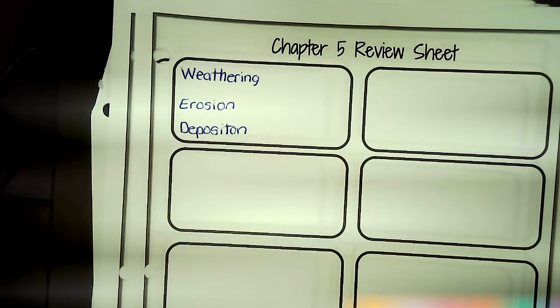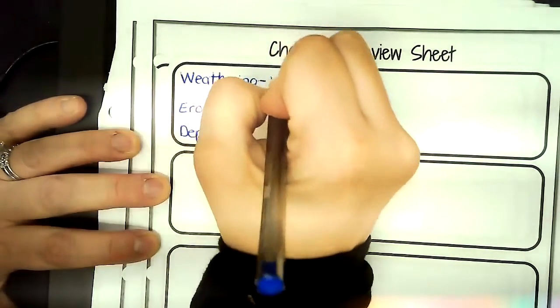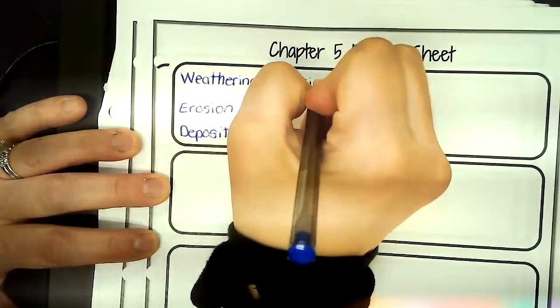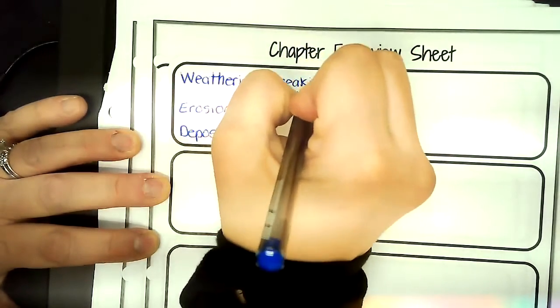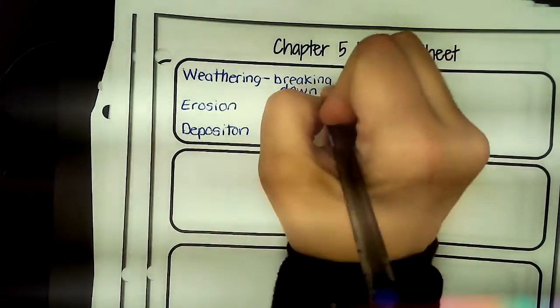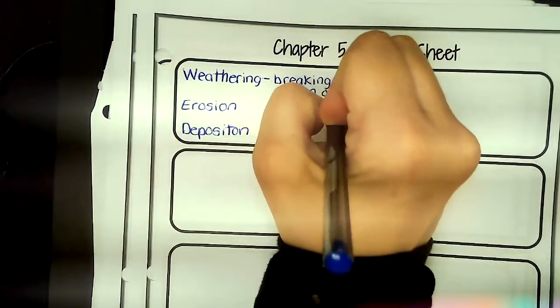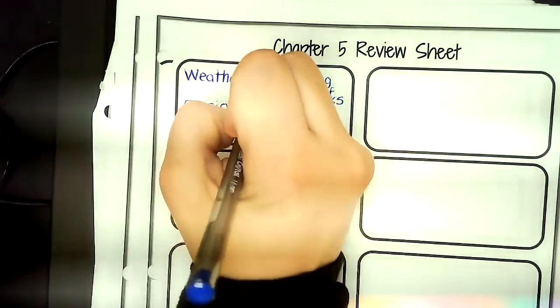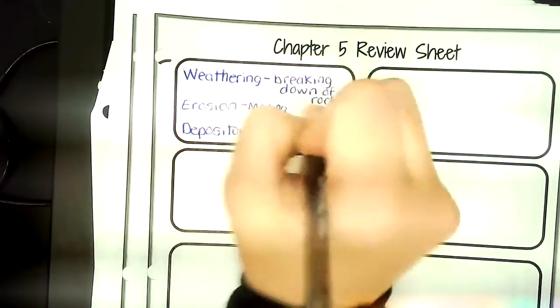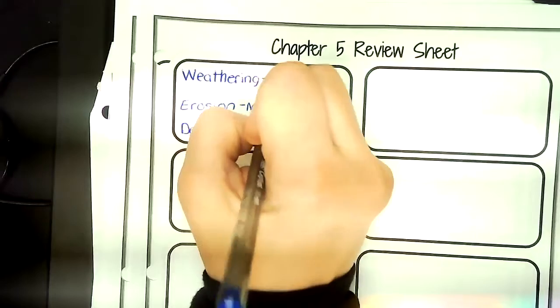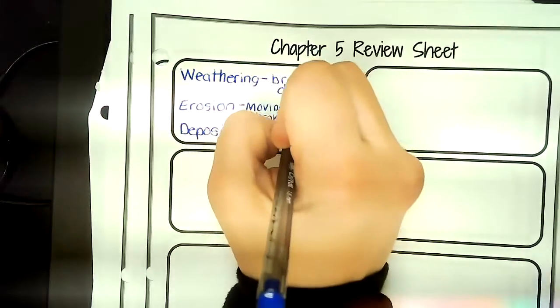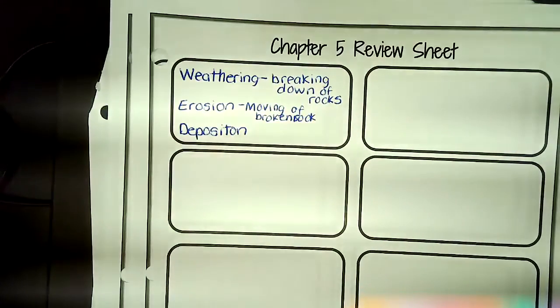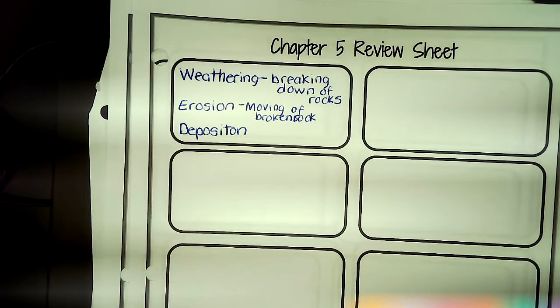How in this little space can I define the word weathering? Breaking down of rocks, I'm going to add that. What's erosion then? Moving of broken rocks, which are sediments. So if you want to change that to sediments, you can. So moving of broken rocks.